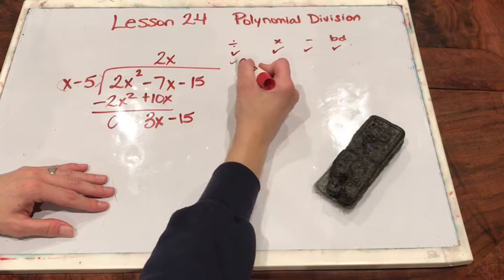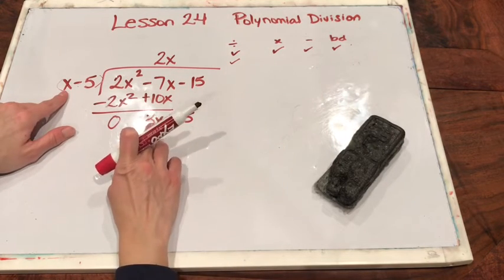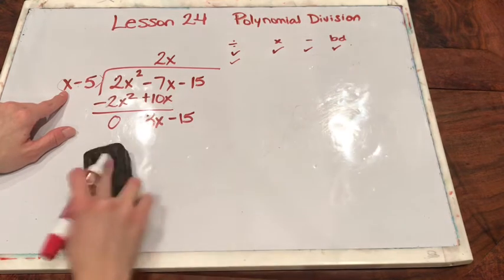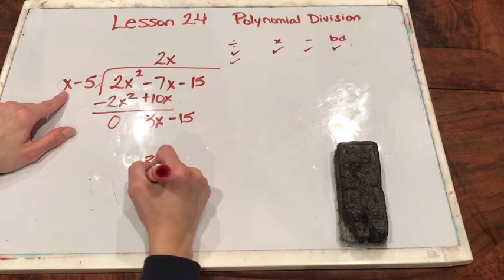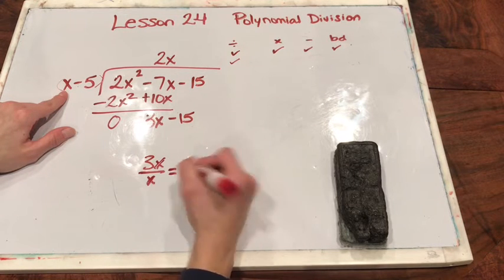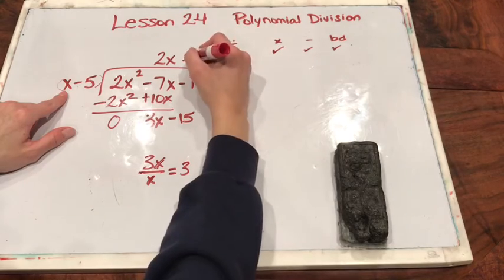Again, now I'm back to my division. I'm asking, how many times does x go into 3x? Or if I had 3x divided by x, what would it be? Hopefully you can see that cancels and it's just 3. So I'm going to put a plus 3 up here.